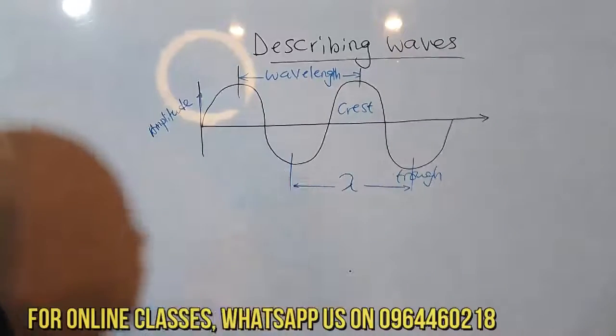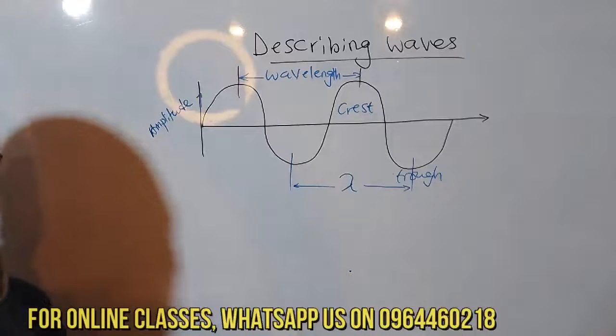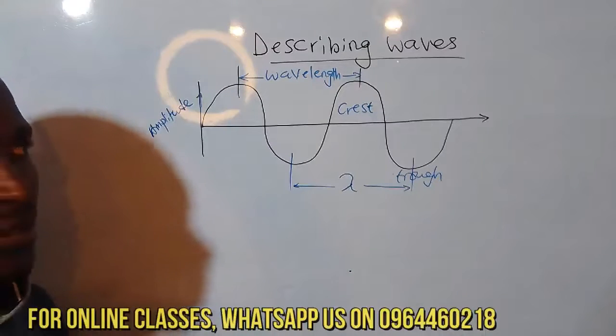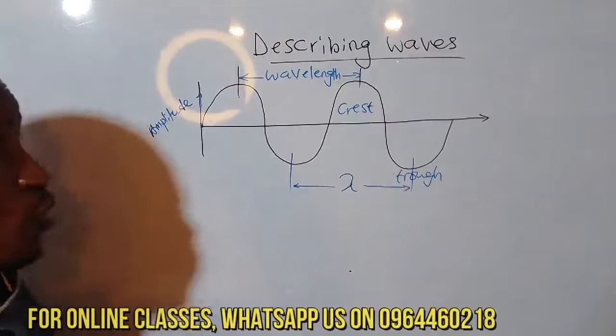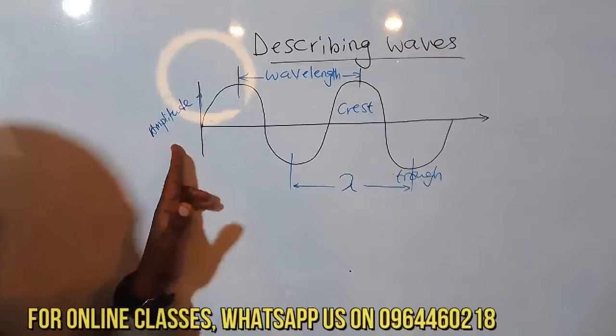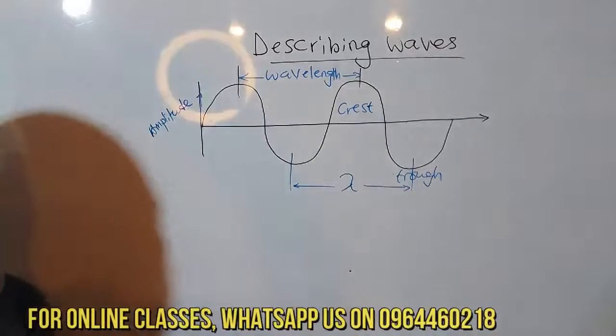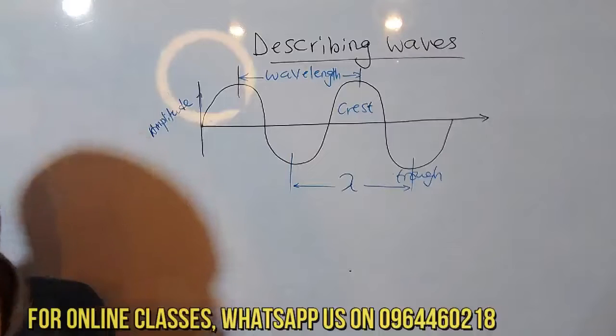When you look at this wave, we must be able to describe it with some of the terms that are used to describe a wave. You can see we have the amplitude, we have the wavelength, and of course, some other things.